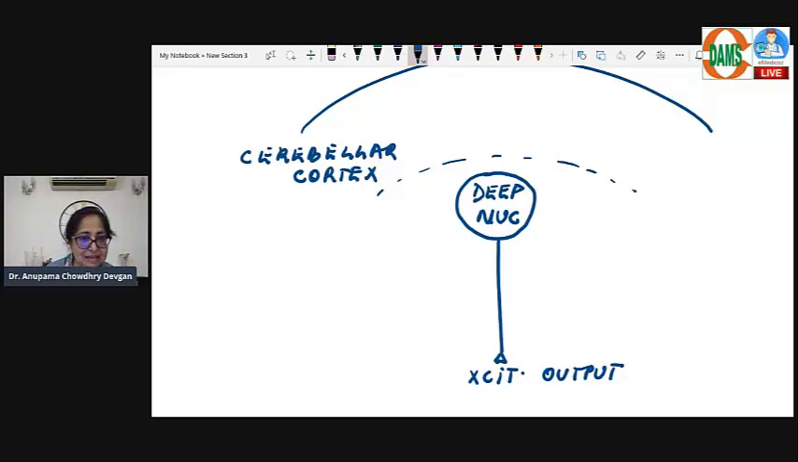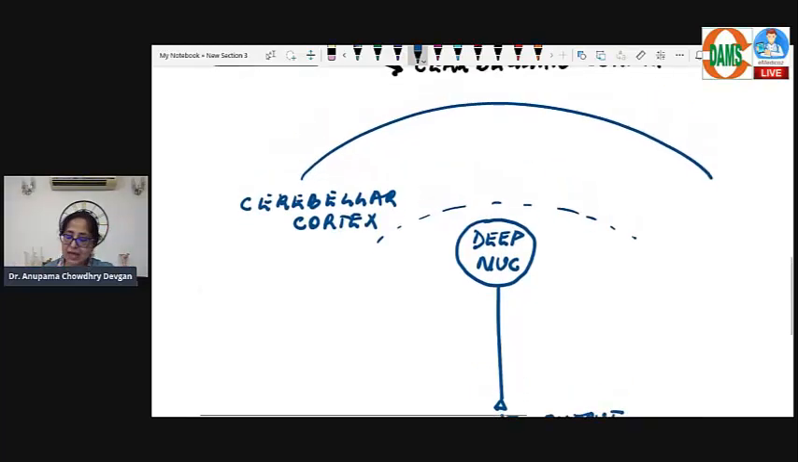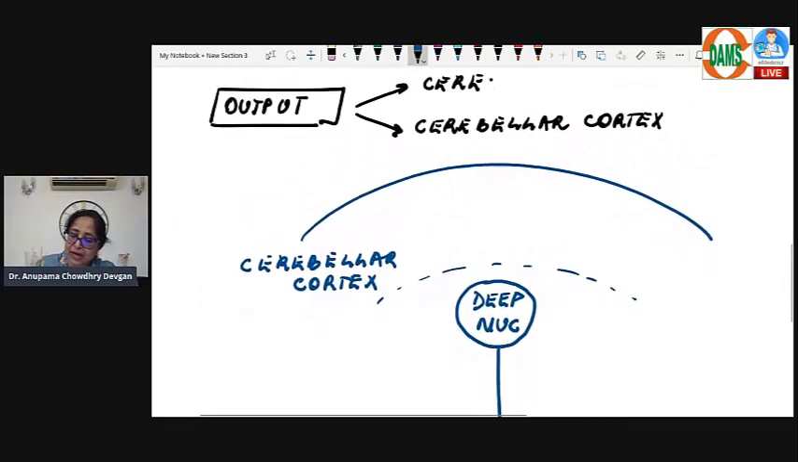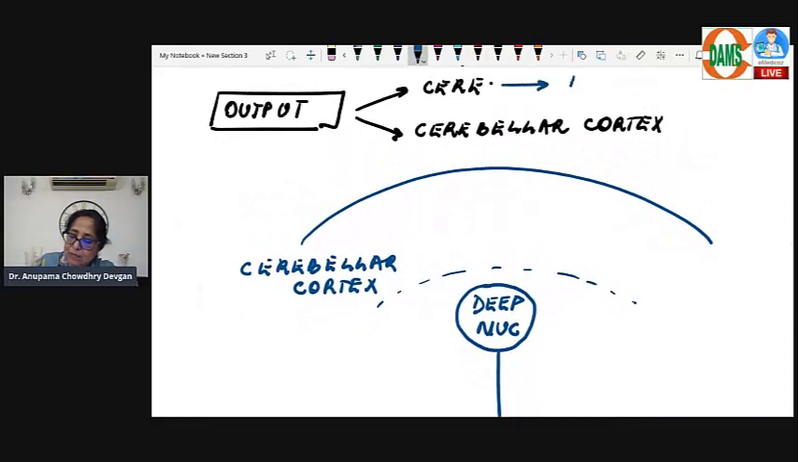What is the cerebellar cortex? The cerebellar cortex is the outer part of the cerebellum. Deep nuclei lie deep to the cortex, hence the term deep. Okay? So output of the cerebellum is from the deep nuclei, and like I said, this is an excitatory output.